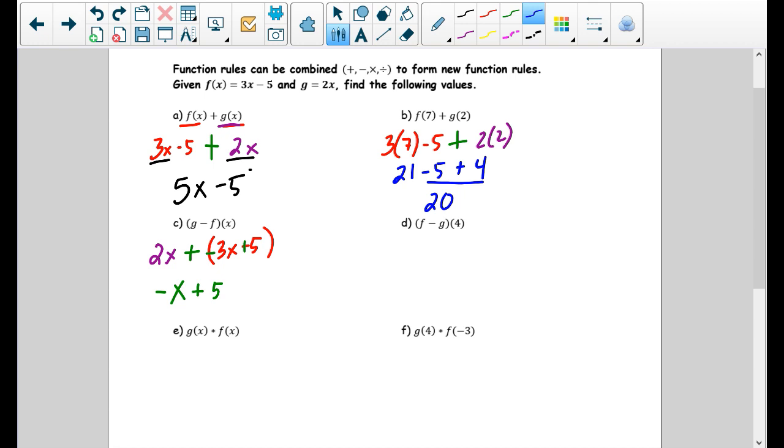So f of x, so 3, and again we can plug in that 4. So 3 times 4 minus 5 minus, since there's only one thing, I'm not going to worry about parentheses, 2 times 4, and then we can simplify. So 3 times 4 is 12 minus 5, negative 2 times 4 is negative 8. So then 12 minus 5 minus 8, all of it's going to be negative 1, yes. Okay, good.